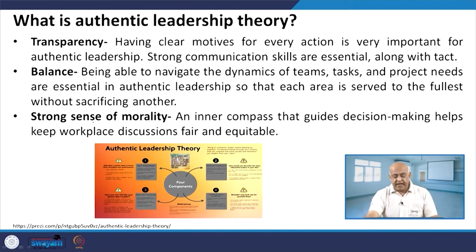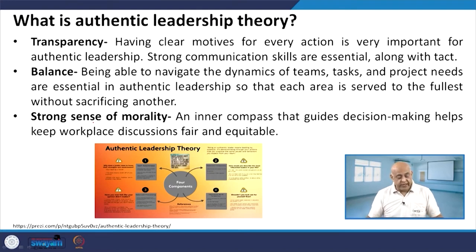Being able to navigate the dynamics of teams, tasks and project needs is essential in authentic leadership, so that each area is served to the fullest without sacrificing another. So, this transparency and working style will balance the team, help to perform the task, and it will also help the project of the organization.